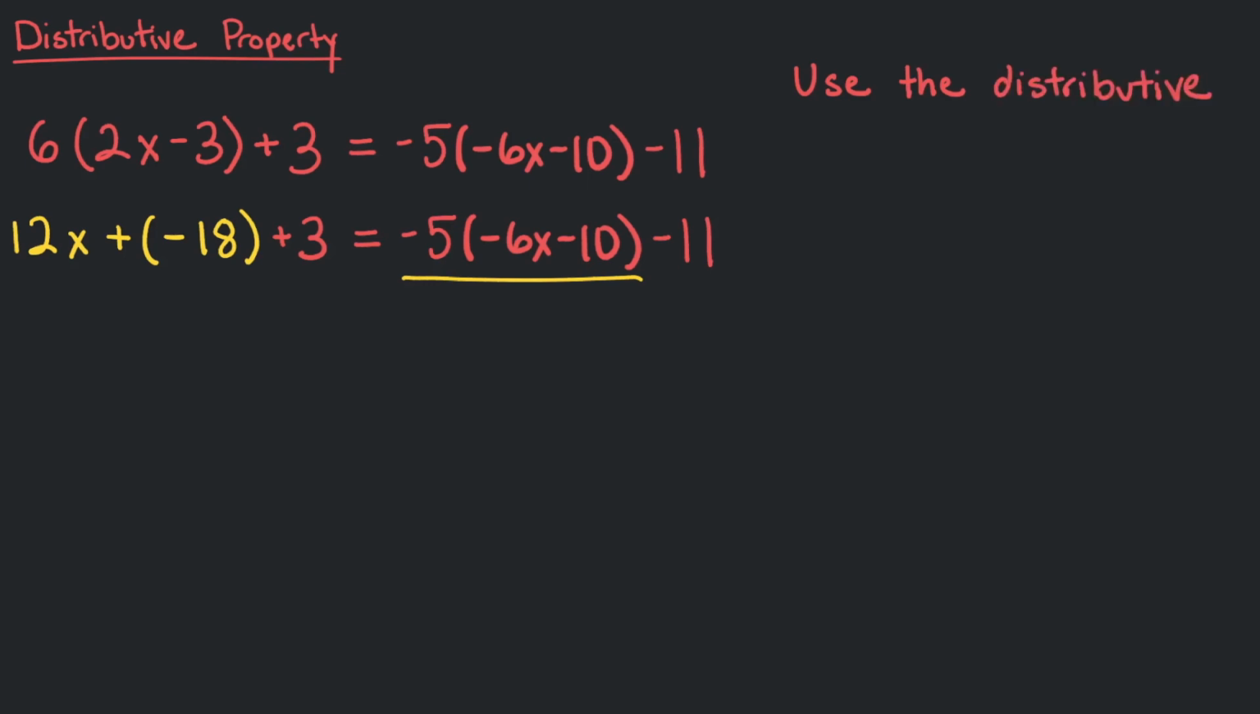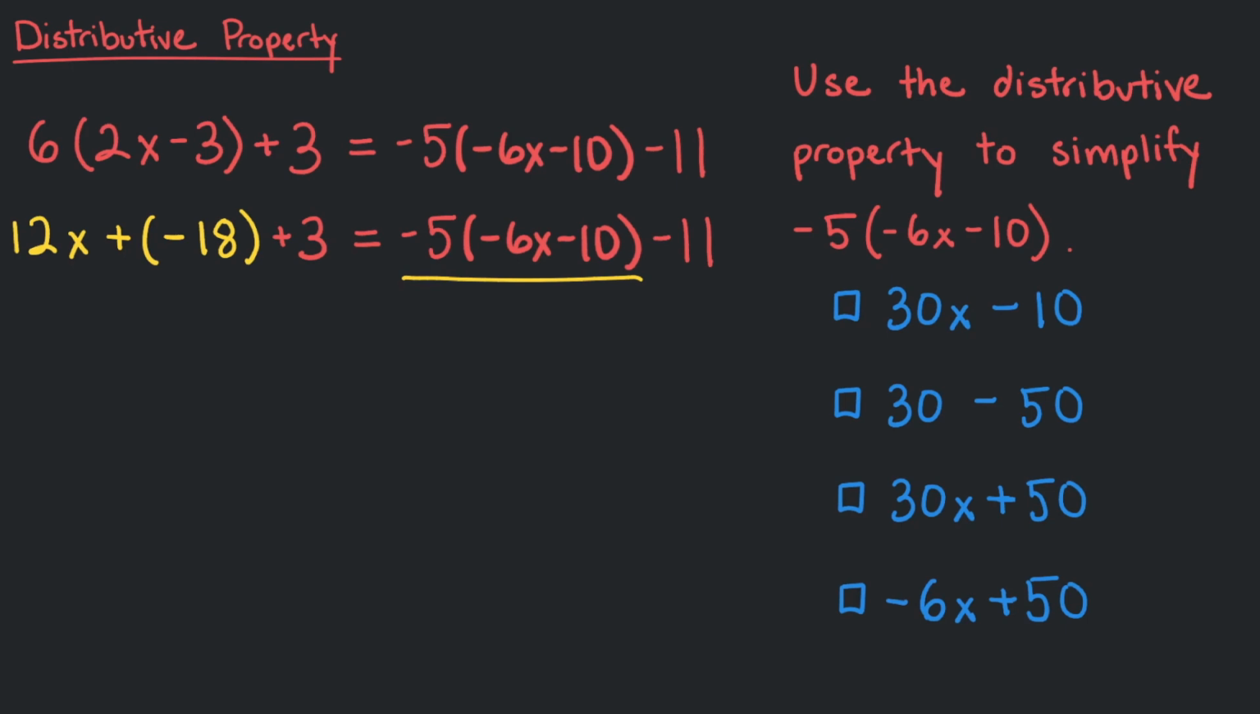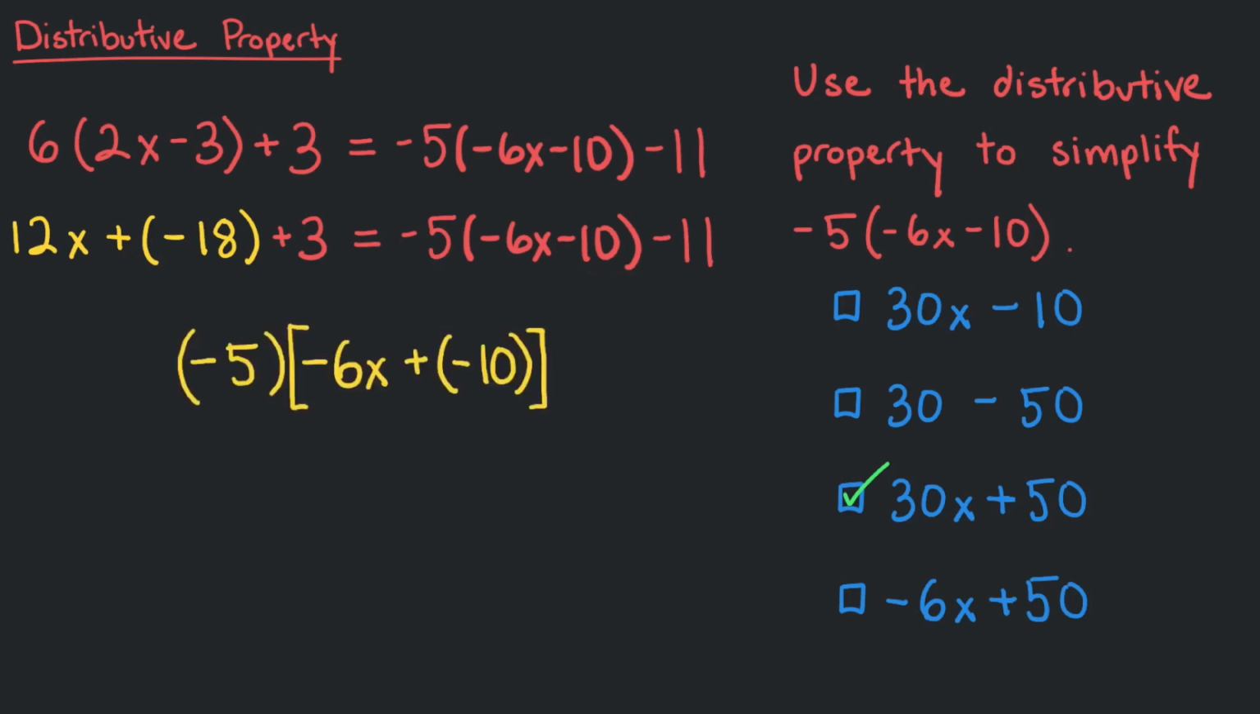Use the distributive property to simplify negative 5 times negative 6x minus 10. This one's a bit tricky. You have to keep track of the negative in front of the 5. We can rewrite this problem as negative 5 times negative 6x plus negative 10.